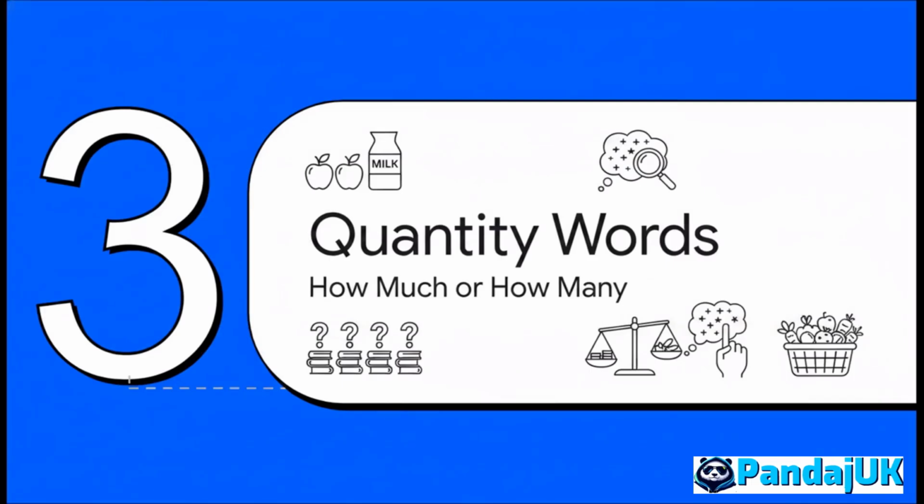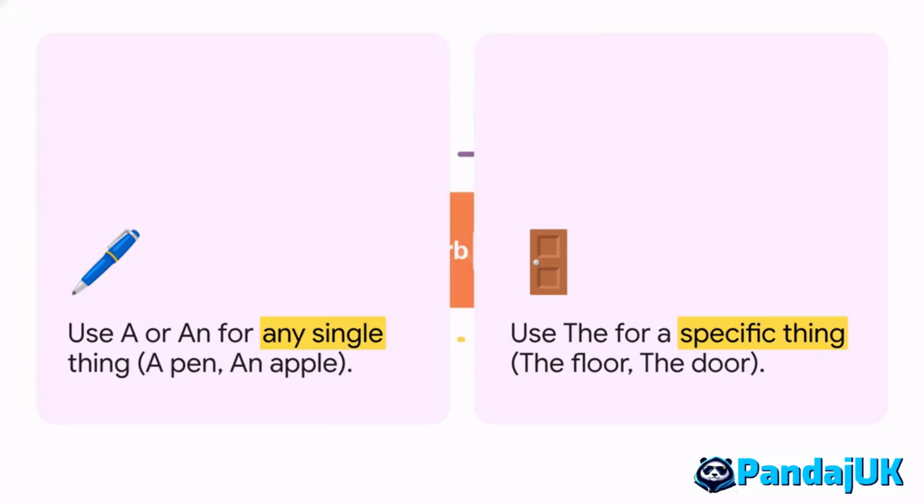Let's move on to part 3, words for quantity. This is how we talk about how much or how many. We use a or an when we talk about any single thing. For example, a pen or an apple. But we use the word the for a specific thing that both people already know about. For example, the floor or the door in a room.